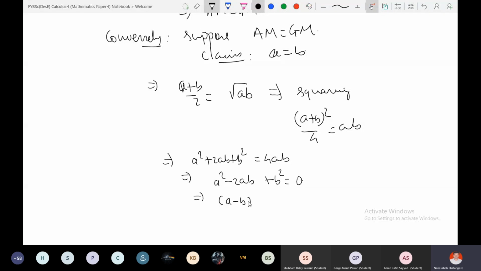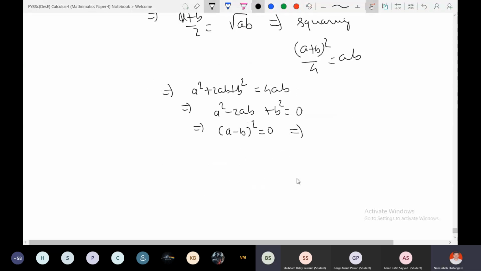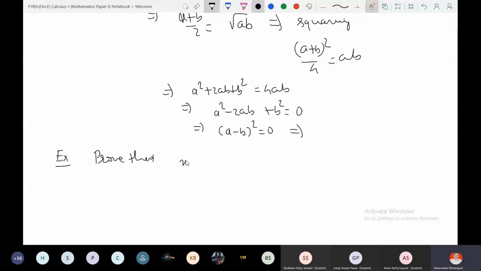And when the square of some number is 0, this is the exercise: prove that x square is equal to 0 if and only if x is equal to 0. This exercise, you just work it out. And so (A minus B) square is 0. That means A minus B must be 0, and therefore A is equal to B.